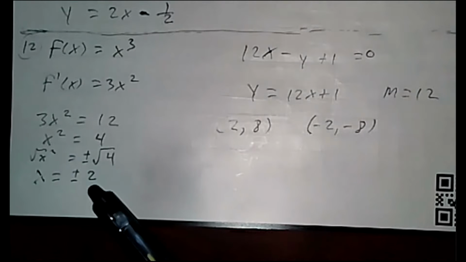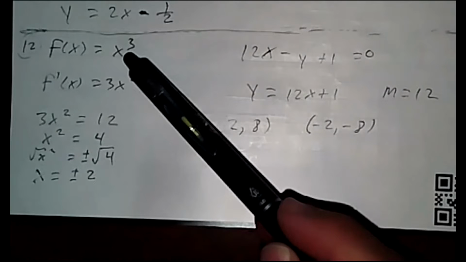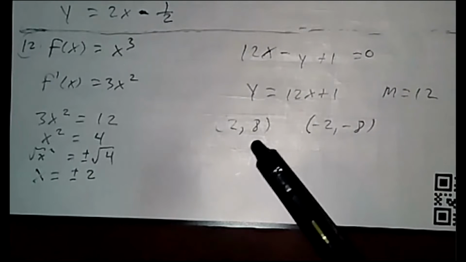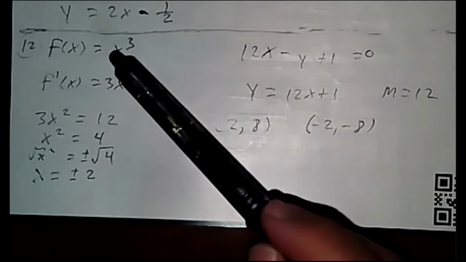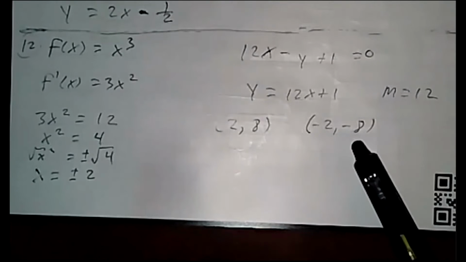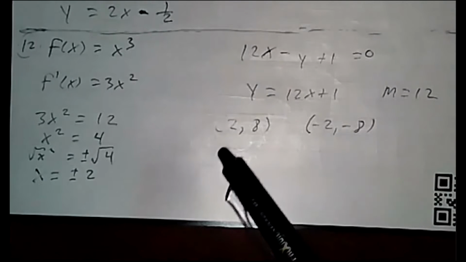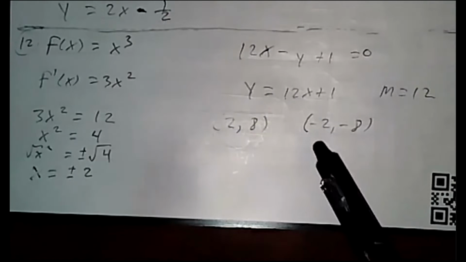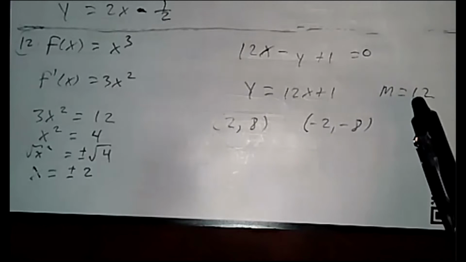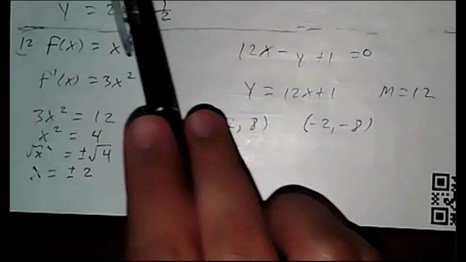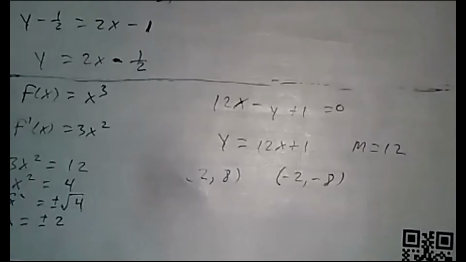So because of that, you plug in positive 2 here, you get 8. 2 cubed is 8, right? Negative 2 cubed is negative 8. So you're going to use these two points and the slope of 12 to plug into this formula, applying it here twice, to plug in your y1, x1, and your slope.